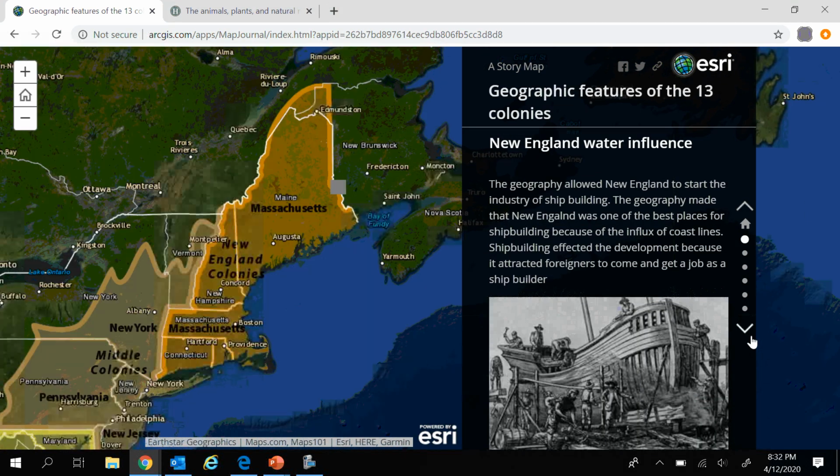So if we look here at the New England colonies, these are them highlighted in yellow here. You can see that there's a ton of colonies located right along the coastline here. There's a ton of land that butts right up to the ocean. And this geography allowed New England to start the industry of shipbuilding. The geography made New England one of the best places for shipbuilding because of all of the coastline, and it attracted a lot of foreigners to come and get jobs as shipbuilders.